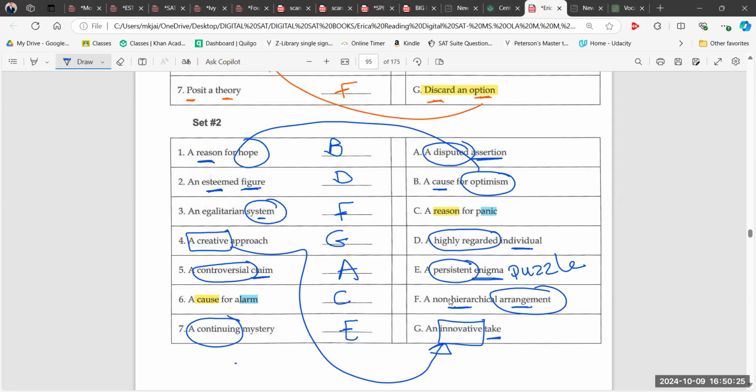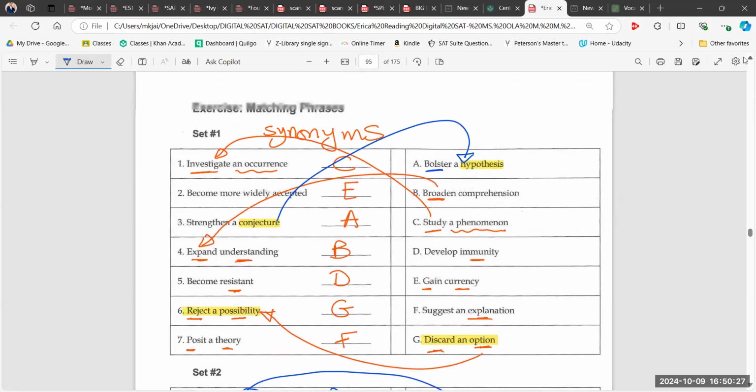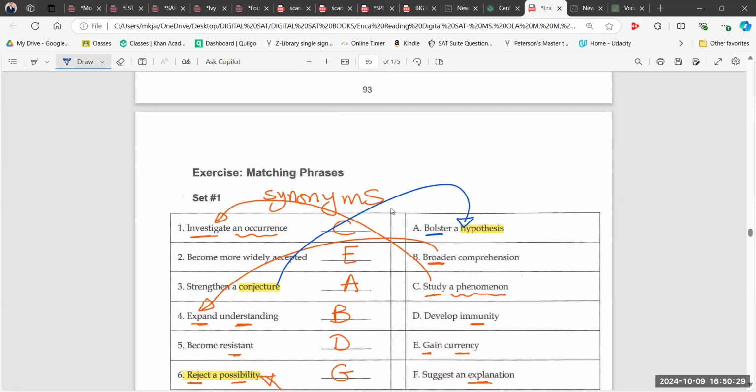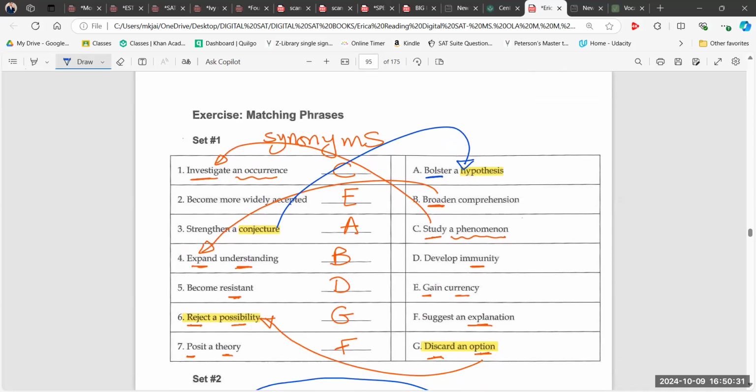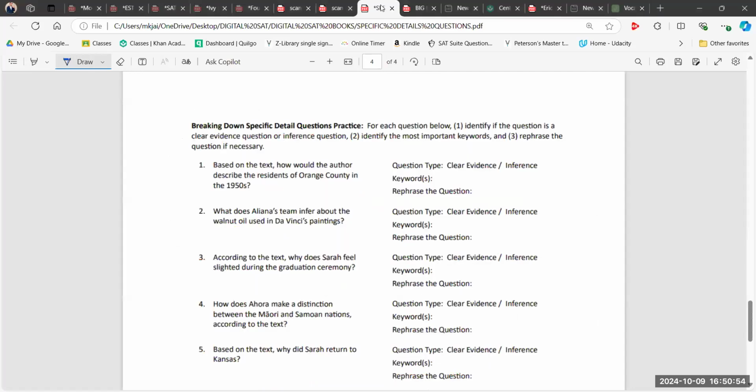So, to master all questions regarding ideas, you've got to have as many synonyms as possible for each single word. The more synonyms you have, the better you'll be. Because don't ever expect the same word to be there in the question itself or the answer choice, or vice versa. Okay? All right.